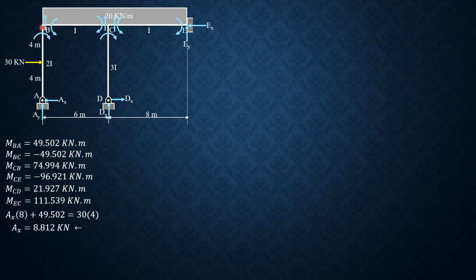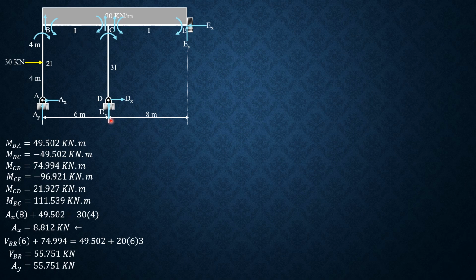Then shear at B just to the right, summation moment C considering BC. Shear at B just to the right times 6 plus this moment here CB, 74.994, equals this moment here, which is 49.502 moment BC, plus the moment of the load, 20 times 6 times 3. So shear at B just to the right is equal to AY, 55.751. So AY is 55.751 kilonewtons, and it is upward.